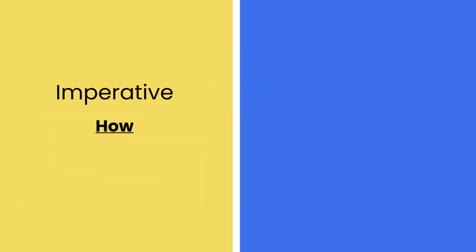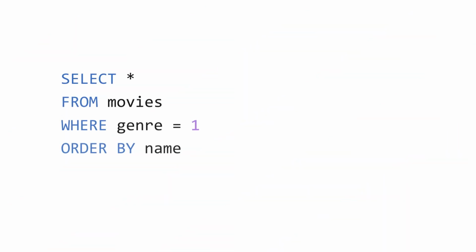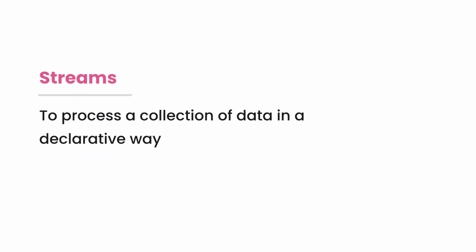In contrast to imperative programming, we have declarative programming where we express logic in terms of what needs to be done as opposed to how it should be done. For example, SQL is an example of a declarative language. We write a query to express what we need to get from a database, but we don't write the actual logic for pulling out data and filtering it. Now, streams were introduced in Java to allow us to process a collection of objects in a declarative or more accurately, functional way. Functional programming is a special type of declarative programming, but it brings some additional concepts.